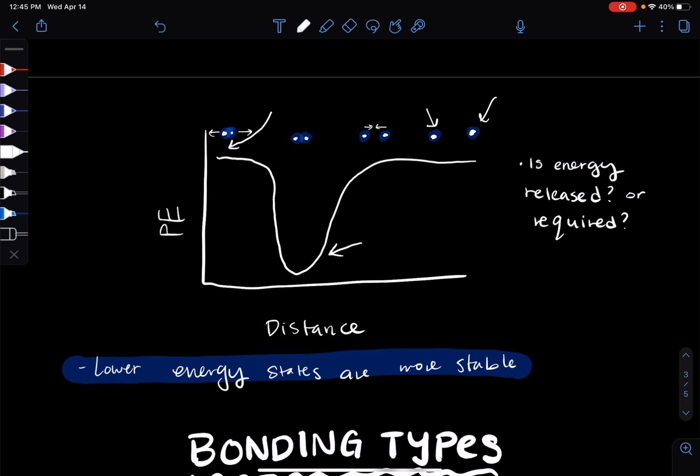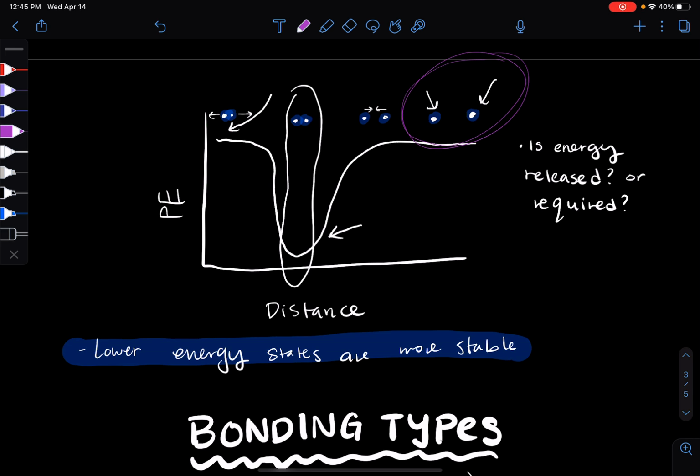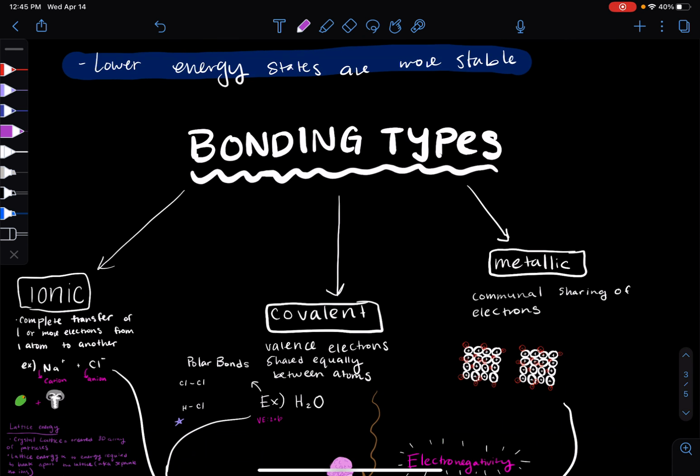Knowing this, I have a question. Is energy released or required to break bonds? Well, here, if it's a lower energy state and they're together, this area right there, then in order to get to this right here where the bonds are broken, you're going to need to put energy in that curve right there in order to break those bonds. Okay, awesome. So bonding types.